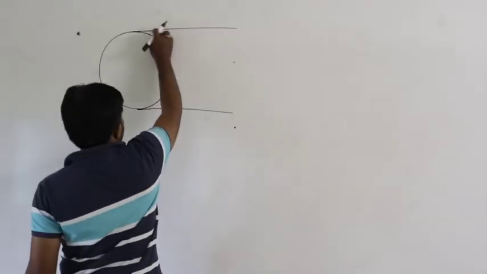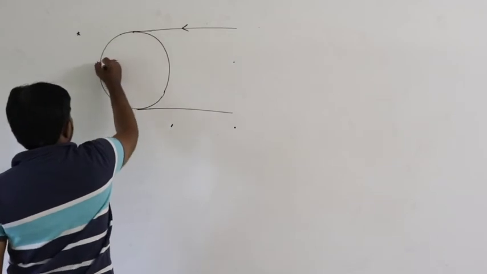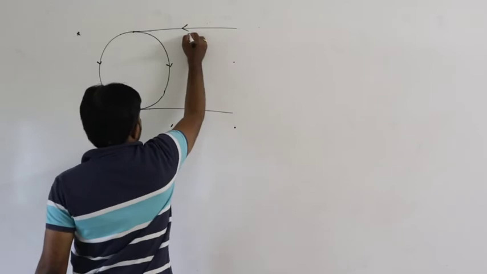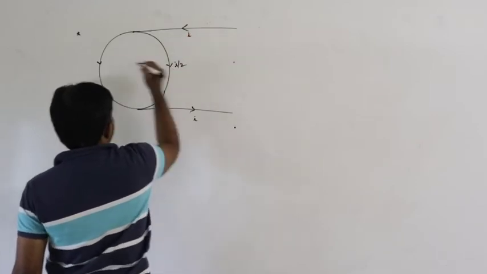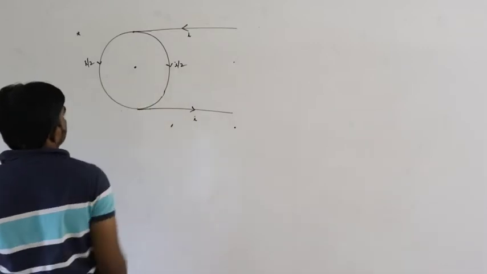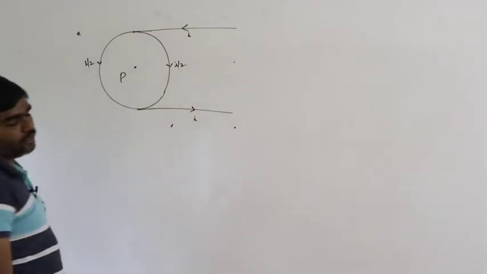Like this. Here the current comes like this at this position. It divides into two parts and again combines like this. This is I by 2, I by 2. At the center, point P. What is the net magnetic field at the point P?